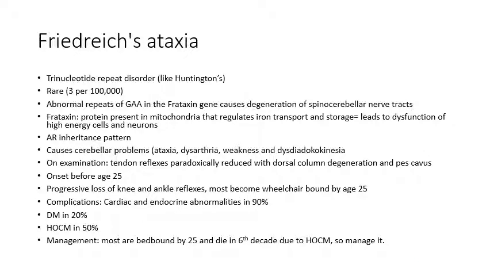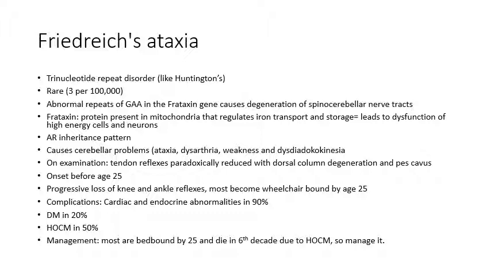There's two other conditions to finish off this video. The first one is Friedreich's ataxia. This is a trinucleotide repeat disorder, so in essence it's just like Huntington's in the sense that it exhibits anticipation. It is inherited and it's an autosomal recessive disorder.